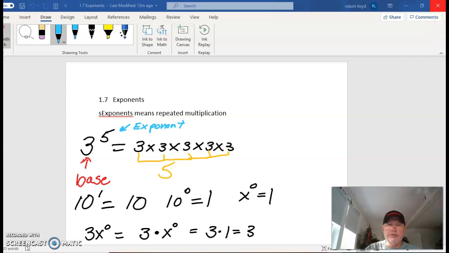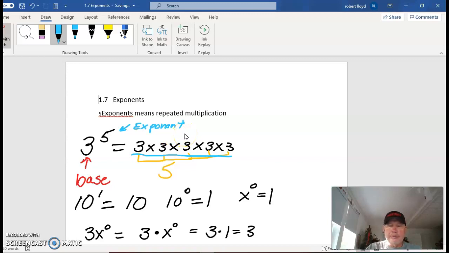Okay, this video is going to cover exponents, and all an exponent is, it means repeated multiplication. So here we have 3 to the 5th power. 3 is called the base, 5 is called the exponent or the power. So what that means is that there are 5 3's all multiplied together. So instead of writing it this way, it's written with an exponent.